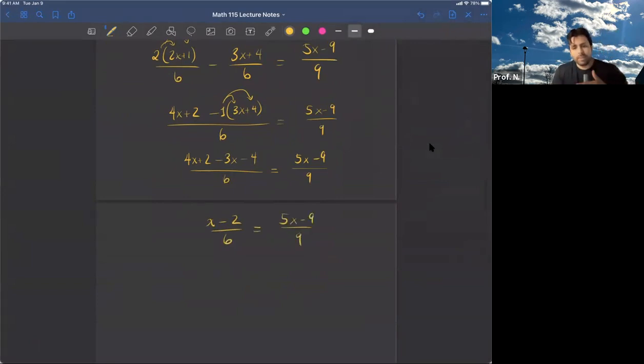Now, whenever I reach a point where I have a fraction equal to a fraction, what do we do here? We call this cross multiplication.